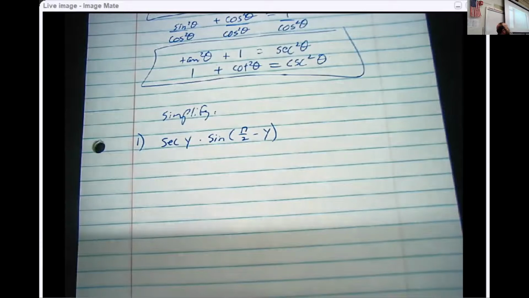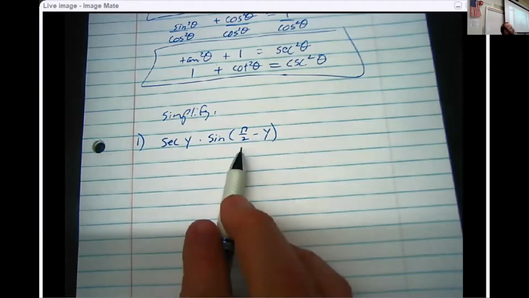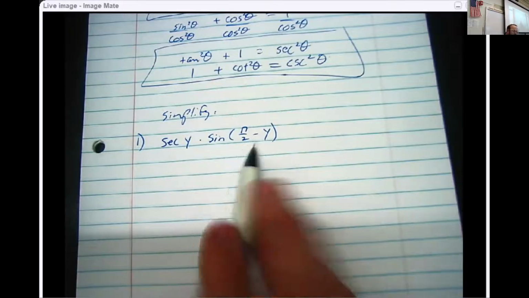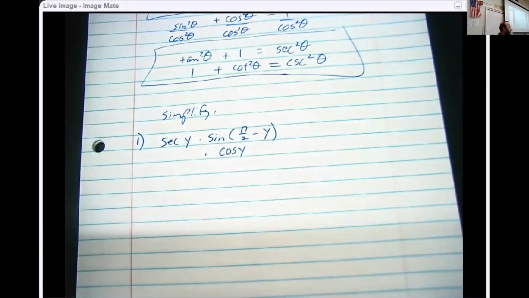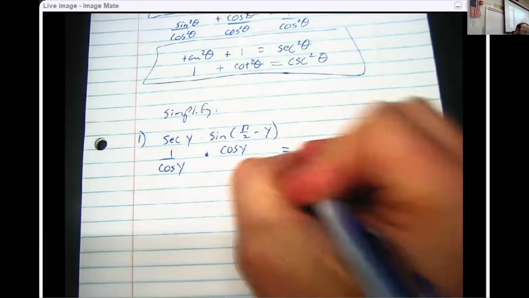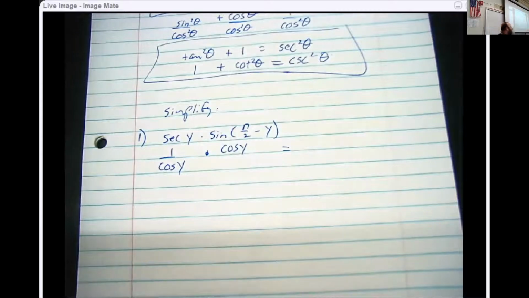So let's go back to our cofunction identities. Can you guys look back and tell me what this was the same as? Go back to the very first thing we wrote down today. What is the sine of pi over 2 minus y? That's the cosine. You got it. That is the cosine of y. But guys, what is a secant? Isn't a secant 1 over the cosine? So if that's true, what is this thing simplified? What is 1 over cosine times cosine?